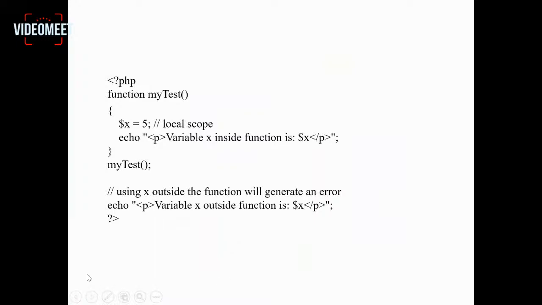Then look at another example, same function. I have written the myTest function above, in the first line, and I'm declaring a $x variable which is local scope. So when I display this variable's value, it will be displayed without any problem. And I'm making a call to the myTest function here. But after that, I'm trying to echo the variable x. So this will generate an error. Why? Because this variable x is declared inside the function, but you're trying to access its value outside the function.